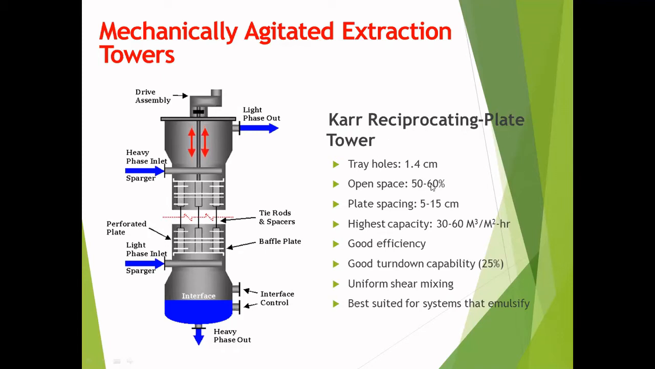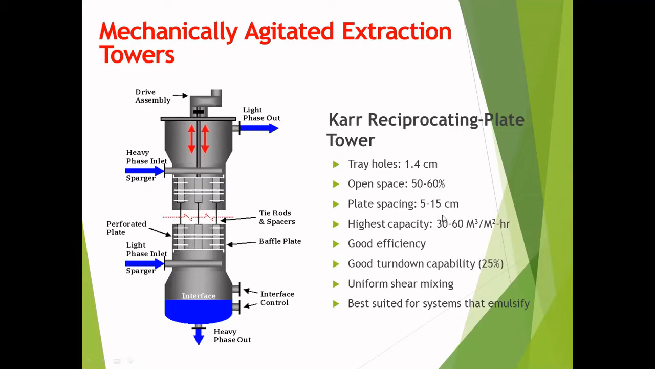So in here, the tray holes would be expected to have a size of 1.4 centimeters. Now this has a bigger open space compared to the Scheibel tower, which is only 25% of the total tray space open. This one can have up to 50 to 60%. In terms of plate spacing, one on top of another, the plate spacing can be increased. In the previous one, I think it's only around 5, but this one can have as much as 15.